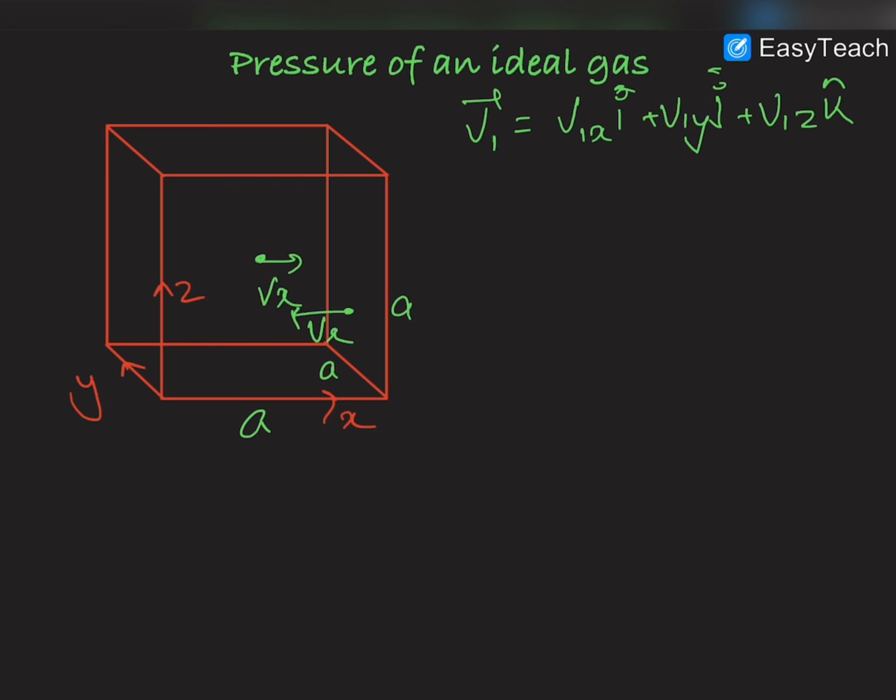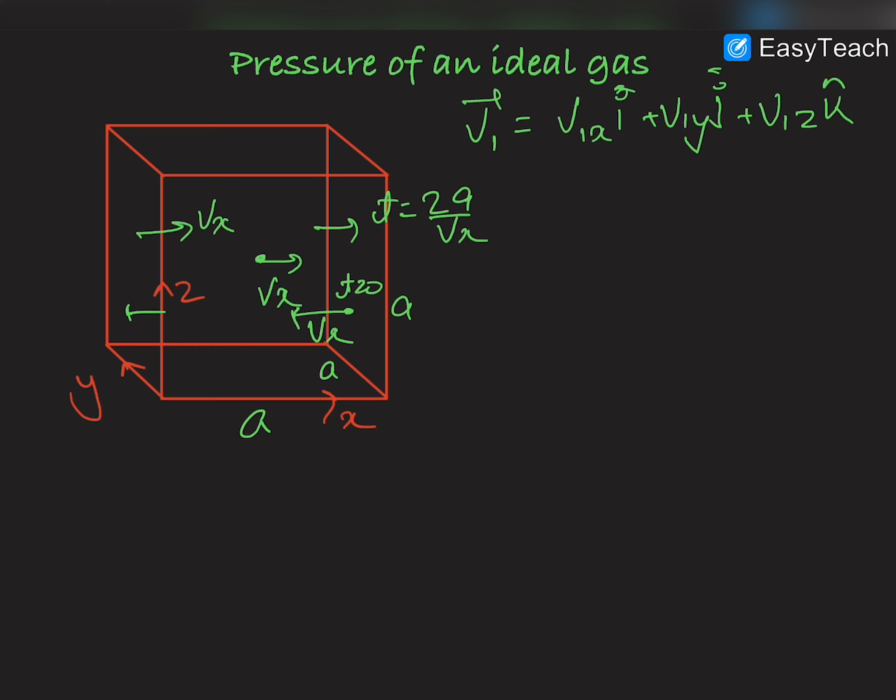Now let us start our time: at t equal to 0, this ball started to move in this direction, going away from this wall, and it would take a time of a by vx to reach the opposite wall. Then it will strike this wall and rebound with the same velocity vx, and it would again strike this wall after a total time of 2a by vx, because it would take a time of a by vx to go in the forward direction, and then a time of a by vx to come back to the original wall.